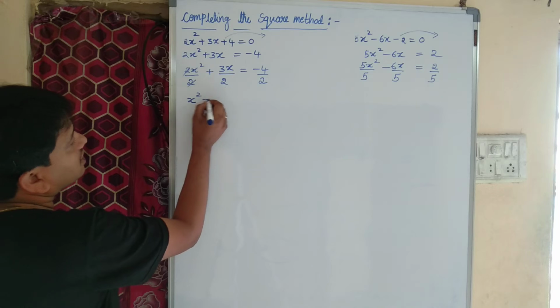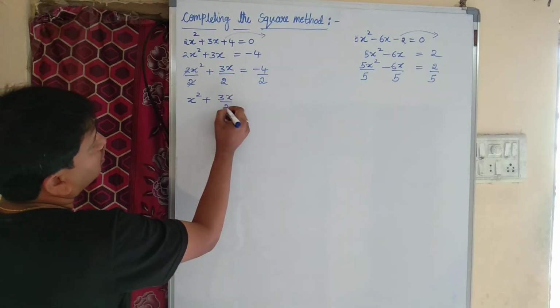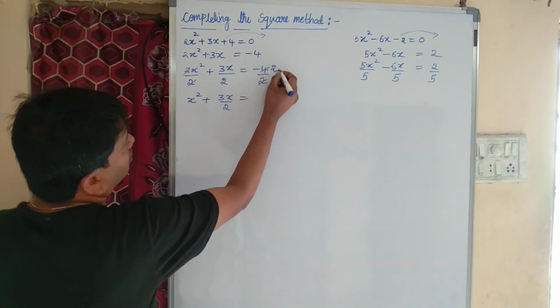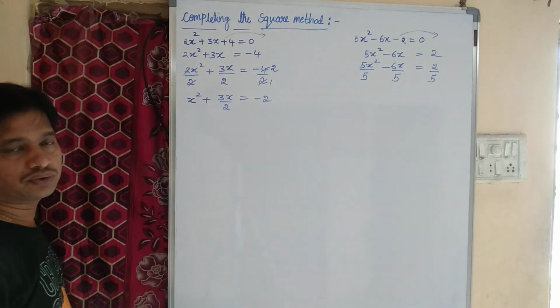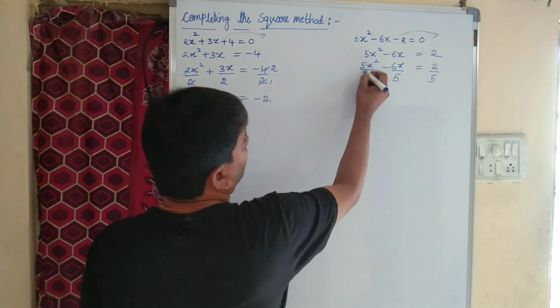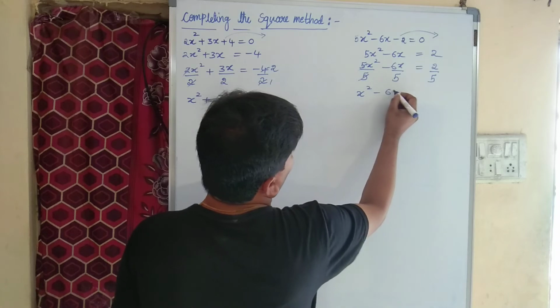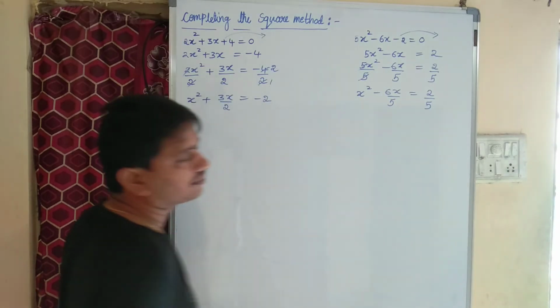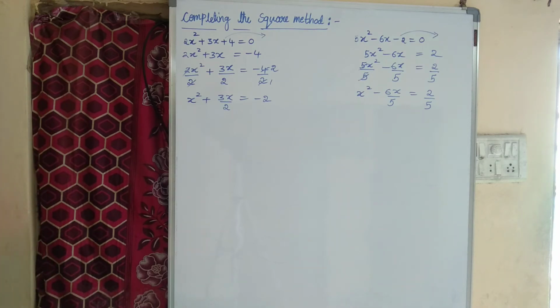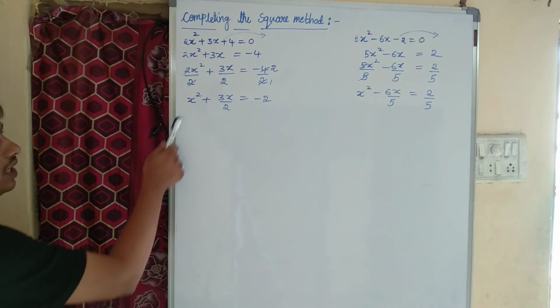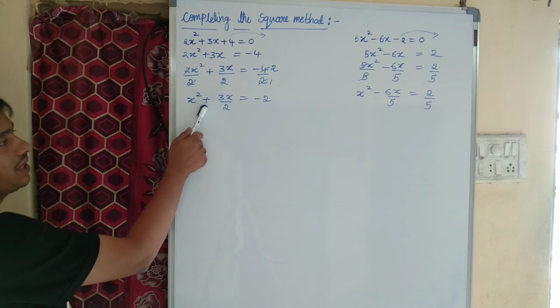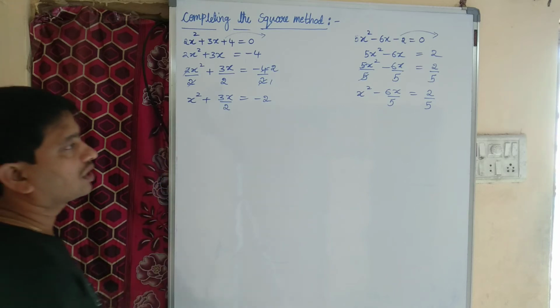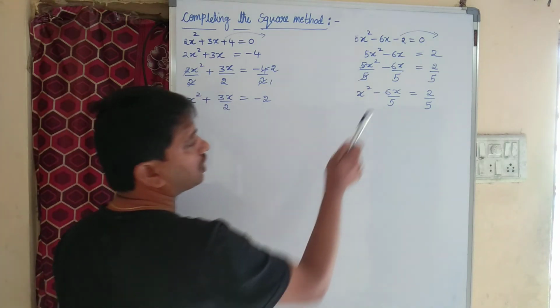So we got now x square plus 3x by 2 equal to minus 2. Here also 5 gets cancelled. x square minus 6x by 5 equal to 2 by 5. Okay children, now if you observe here, it is in the form of a square plus 2ab. Here it is in the form of a square minus 2ab.